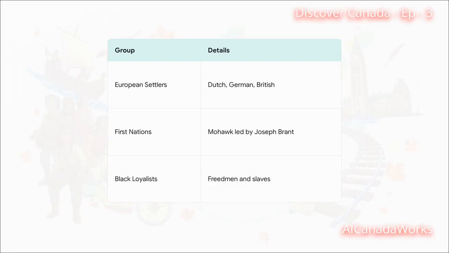And the diversity of these loyalists is just incredible. It wasn't only British settlers packing up and moving. You had people of Dutch, German, and Scandinavian descent. Crucially, Joseph Brant led thousands of loyalist Mohawk Indians up into Canada. Furthermore, about 3,000 Black loyalists, a mix of freedmen and slaves looking for a better life, also came north. This whole migration brought a rich, diverse tapestry of cultures that deeply, deeply influenced Canada's developing identity.